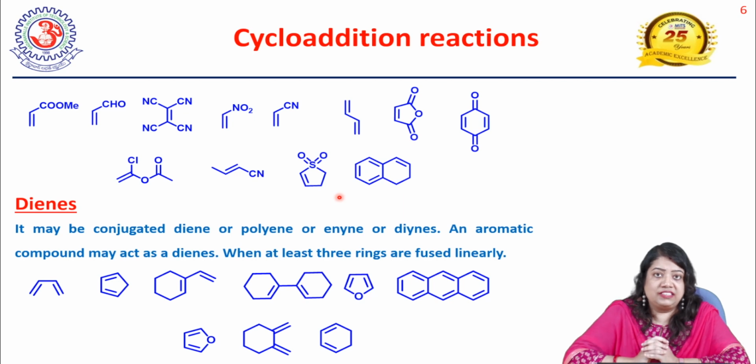Now, what are the examples of dienes? Dienes may be a conjugated diene, polyene, or enyne. An aromatic compound can also act as a diene. But in that case, at least 3 rings have to be fused together, like in the case of anthracene. Here, the Diels-Alder reaction takes place through its 9 and 10 positions. And another thing is that when an electron releasing group is attached to this diene, it makes a good diene for the Diels-Alder reaction.